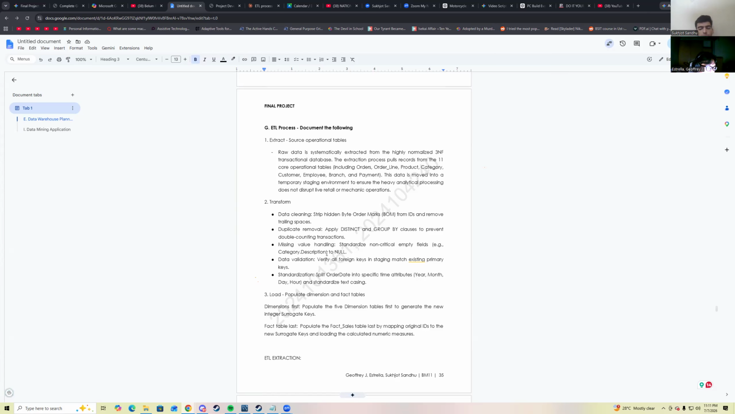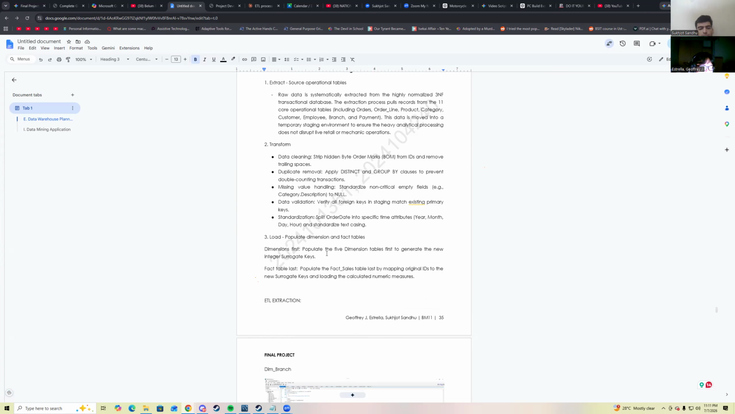And finally, we have the load phase. We load the clean data into our warehouse. We always populate our five dimension tables first to generate fresh, simplified ID keys. Once those are set, we load the central fact table last, locking in all our calculated business metrics. And with that, our data is clean, structured, and ready for instant executive reporting.